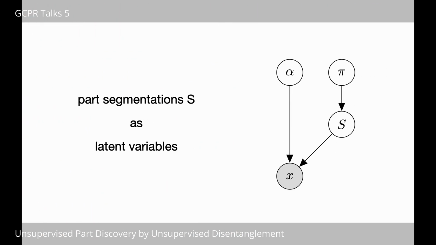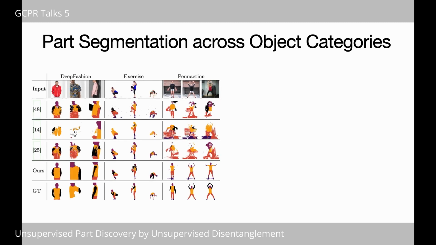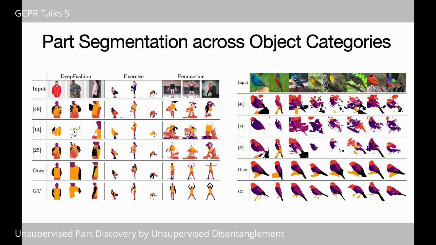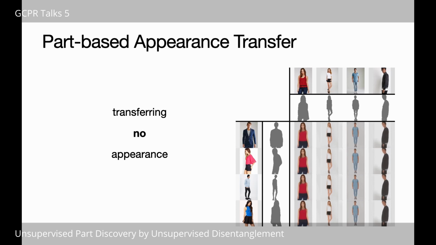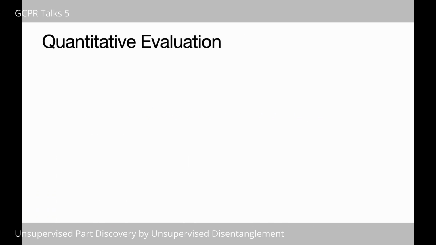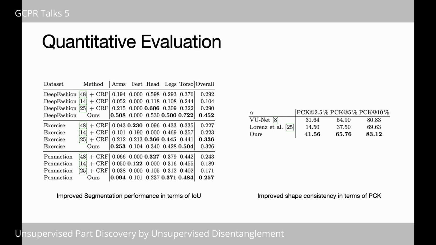Our method introduces part segmentations as latent variables in a generative model. Doing so, we can build a method that works pretty good on DeepFashion, Exercise, and Penn Action. The method also works to some extent on the CUB birds dataset. We can do some cool stuff like part-based appearance transfer. Here we incrementally increase the amount of parts being transferred. Quantitatively, we show an improved segmentation performance in terms of IOU and an improved shape consistency in terms of PCK.